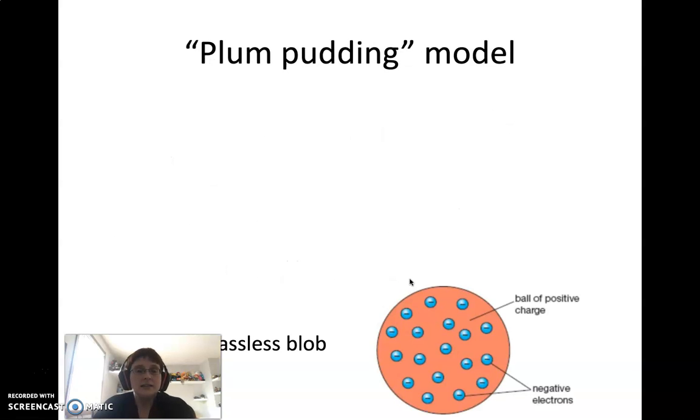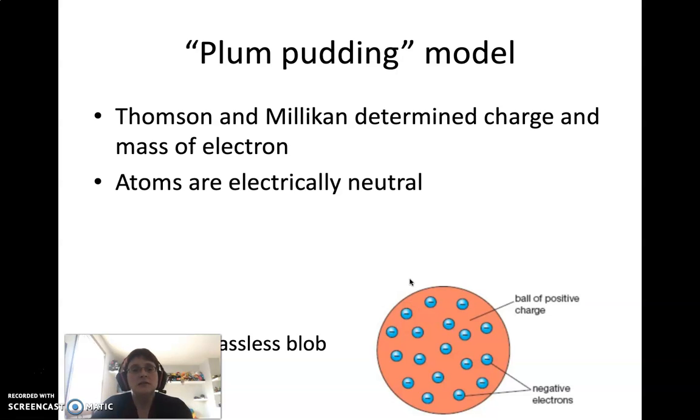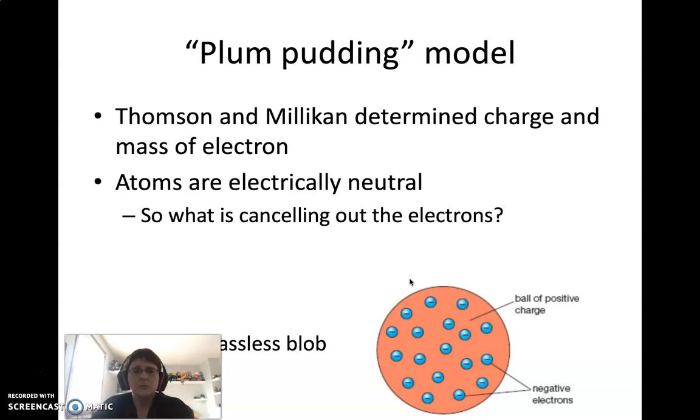The next thing that we started to think about was, well, if there are negative electrons in these atoms, there must be something else there that's holding them. Since negative charges fly away from each other, there has to be something positive that's keeping them in their place. Thomson and Millikan determined charge and mass of electrons, but we know that these atoms are electrically neutral. So what's canceling out the electrons?